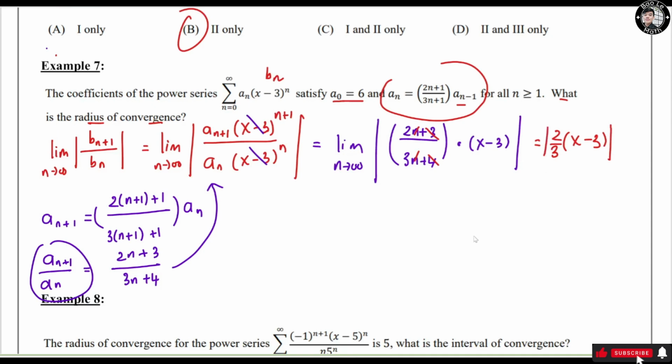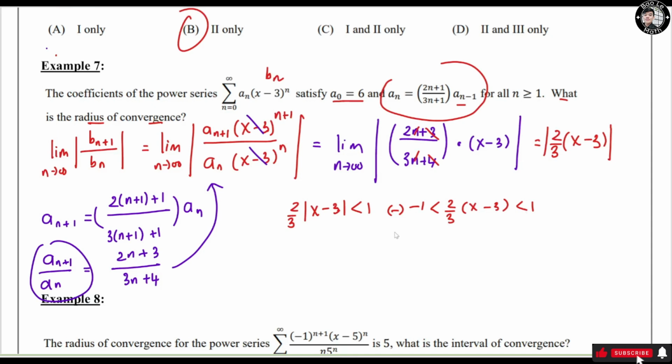Put this guy inside absolute value, right? So, in order for this series to be convergent, this guy must be less than 1, right? So we have 2 over 3 absolute value of s minus 3 less than 1. This guy is the same thing as, now multiply 3 sides by 3/2, right? And add 3 to both sides.